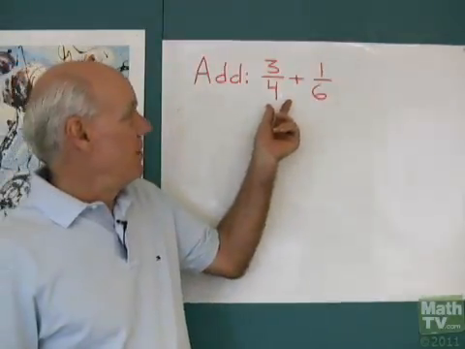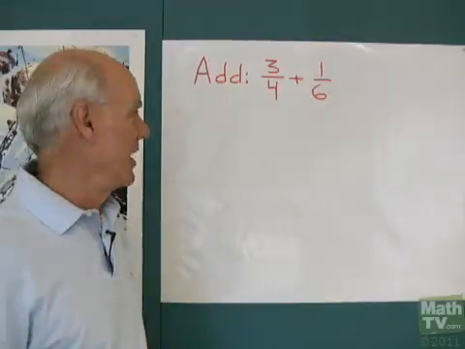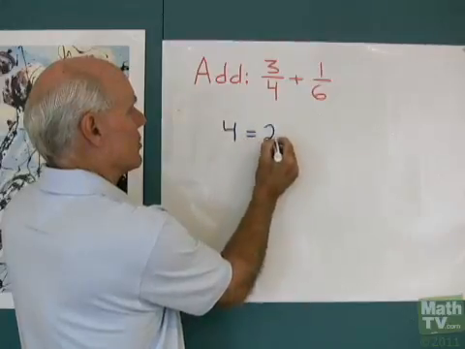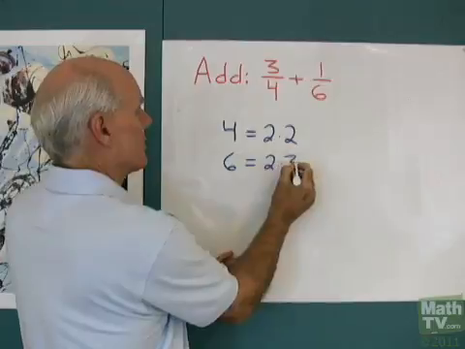Okay, let's add the two fractions 3/4 and 1/6. First we have to find that least common denominator. I'll do that to begin with. So I'll take 4 and factor it into 2 times 2. 6 is equal to 2 times 3.